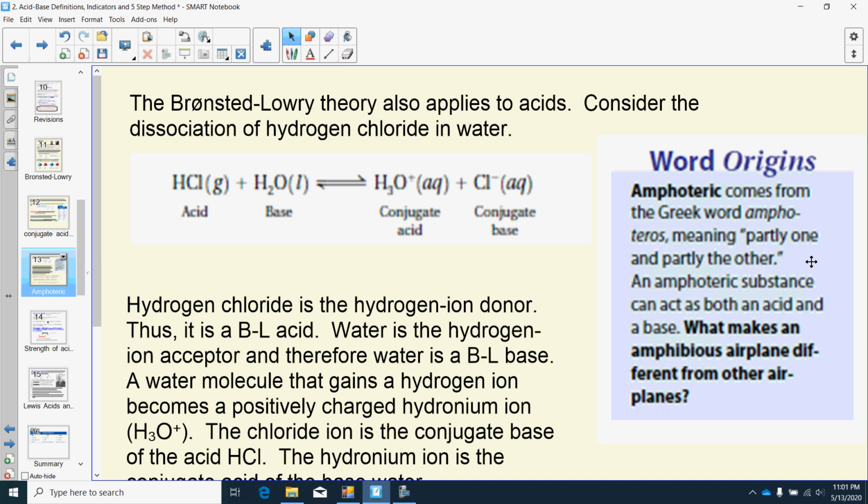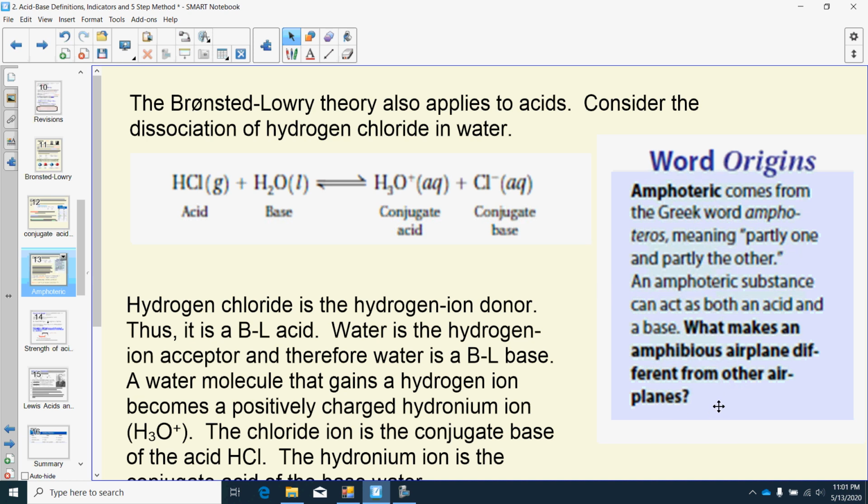I always think of biology and I think of amphibians, right? So amphibians, they live part of their life in water and part of their life on land. Or you can think about the amphibious bus that you can get in Ottawa, and it can go in water and it can go on land, right? Amphibious. So amphoteric means partly one and partly the other. An amphoteric substance can act as both an acid and a base.